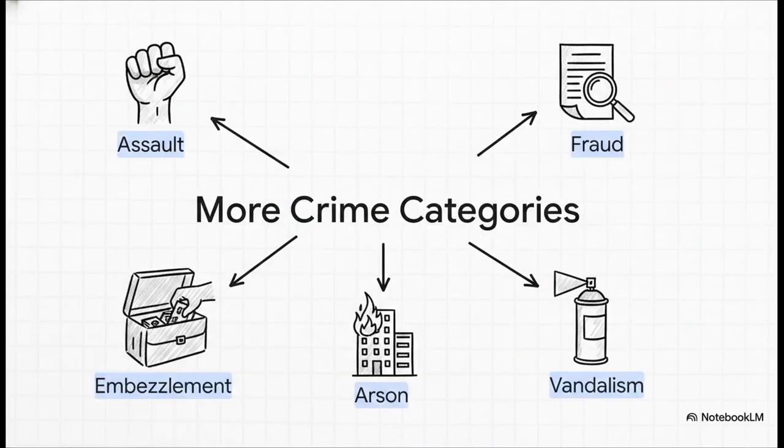Of course, the list doesn't stop there. Beyond those three, we've got things like assault, which is a physical attack, fraud, which is all about tricking someone for financial gain, embezzlement, a special kind of theft done by someone you trust with your money, and then property crimes like arson and vandalism.